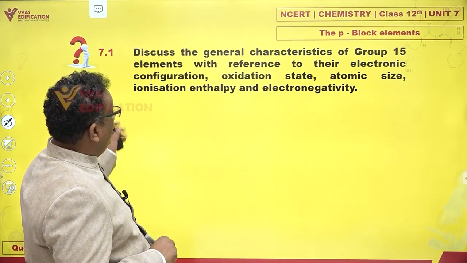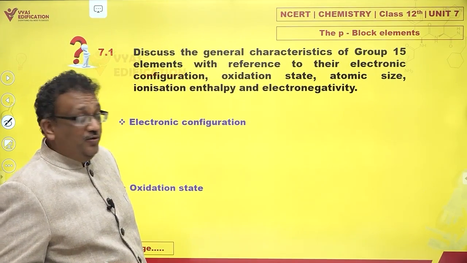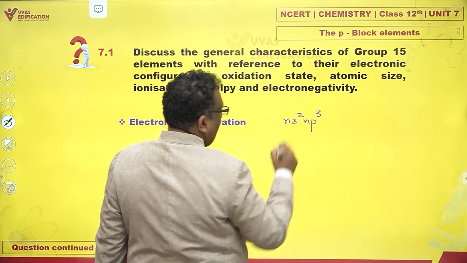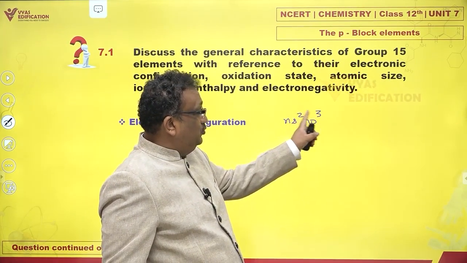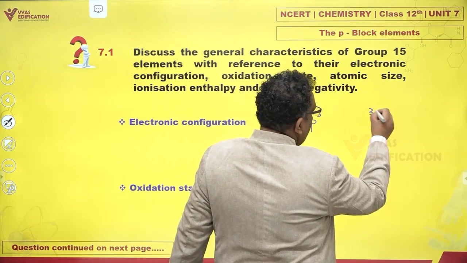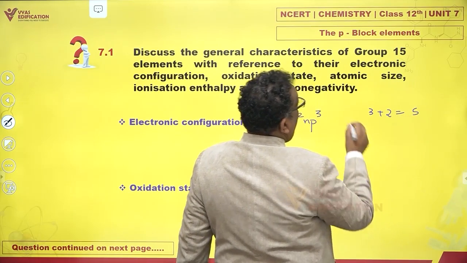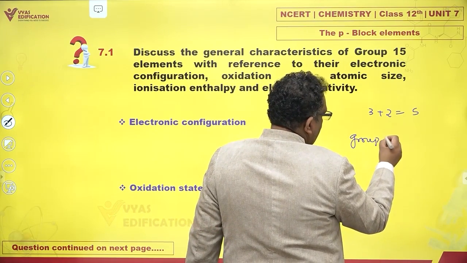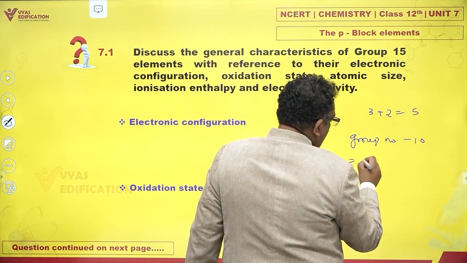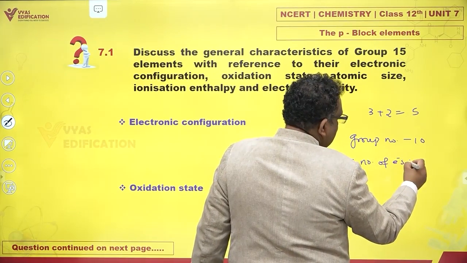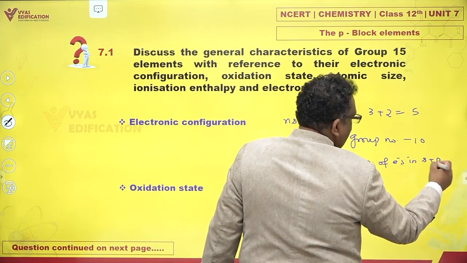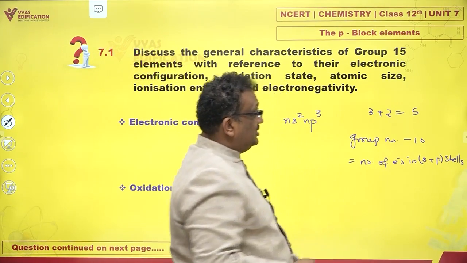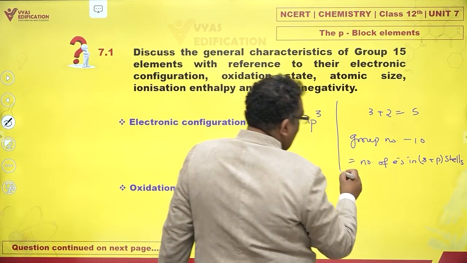Typically in group 15, the electronic configuration is ns2 np3. Please note 3 plus 2 is 5. And when we talk about group 15, group number minus 10 is equal to number of electrons in s plus p shells. This is a phenomenon for P block. Please note this is not true for every family. This is only for P block.